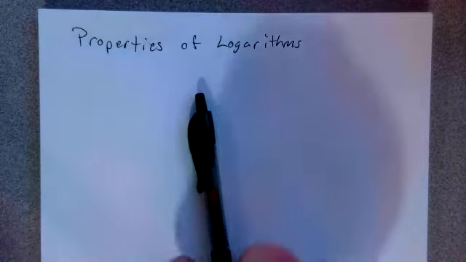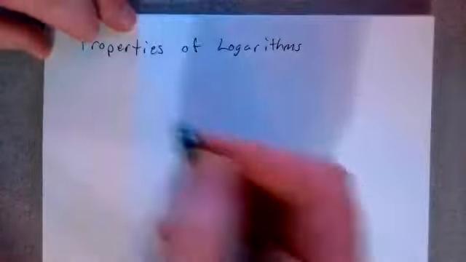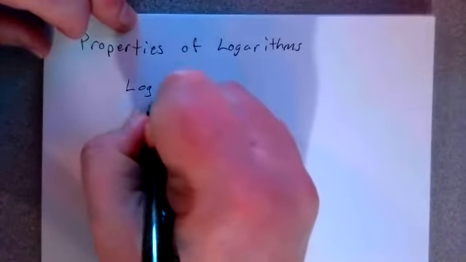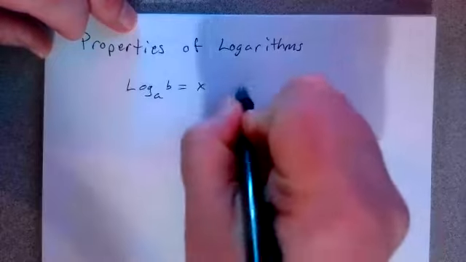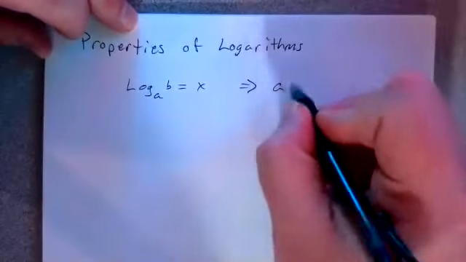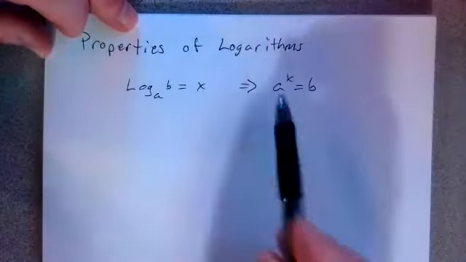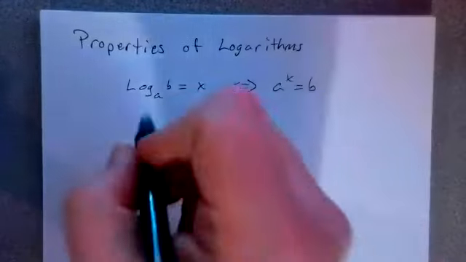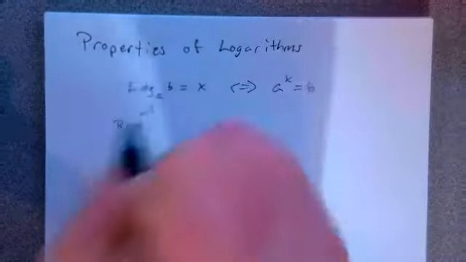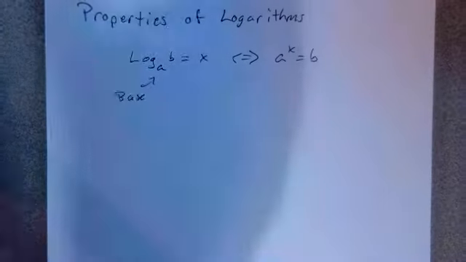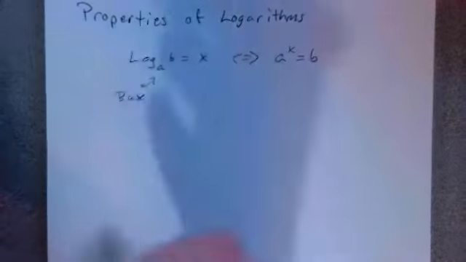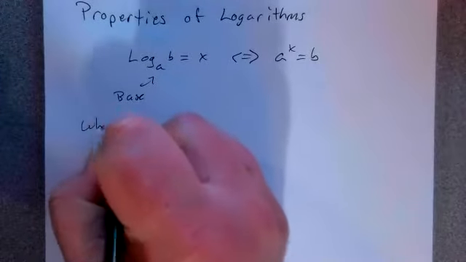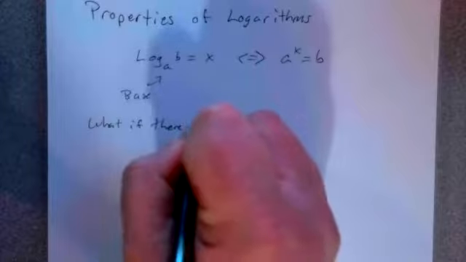So, first thing, let's just take a look. We know log base A of B equals X, and we can convert that to A raised to the X power equals B, right? We know exponential, logarithmic, and we can go back and forth between the two. Okay, we know this is the base, right? The base is A. Now, what happens if I take a look at a logarithm that doesn't have a base? So what if there is no base?